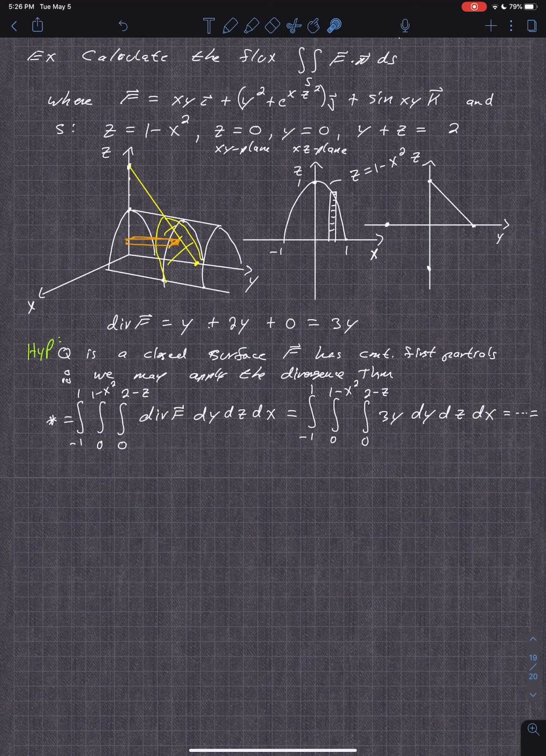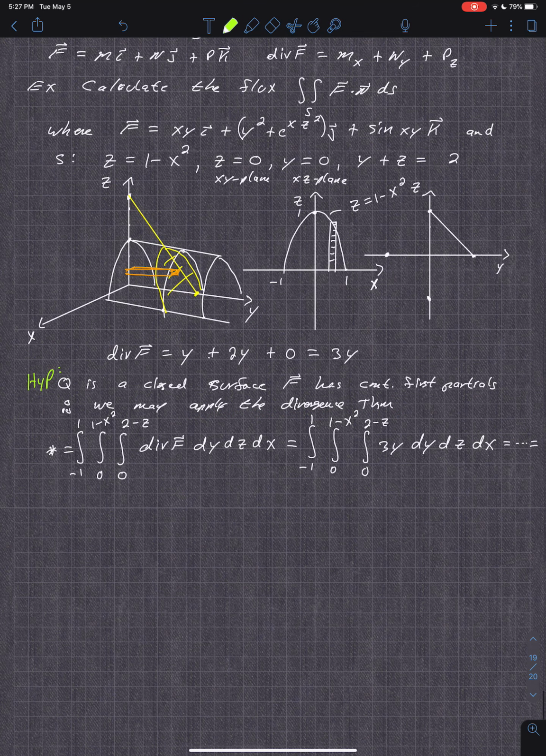So Q is a closed surface. F has continuous first partials, and you don't have to prove that. You just state it usually. I mean, it's a polynomial. It's got continuous first partials. If that's the case, then we may apply the divergence theorem. So that's where the star came from. So the flux is equal to, and then you've got to figure out how to do that calculation.